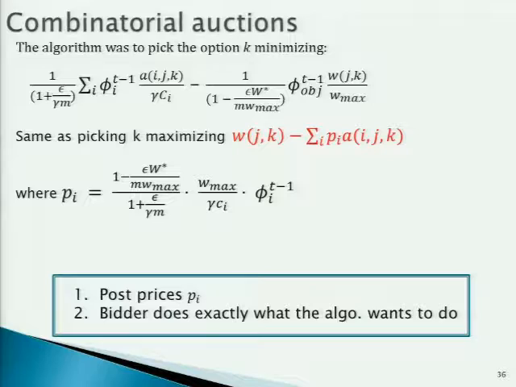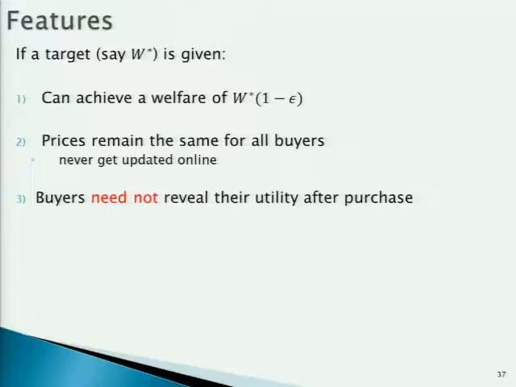Is all this for the worst case or probabilistic? This is for a stochastic case. The bidders are drawn from some distribution. The prices have to change, right? No, if we know the utility. Oh, okay. So, yeah, the prices are going to get updated over time. So we don't require buyers to reveal their utility, but the prices get updated over time. Yes.